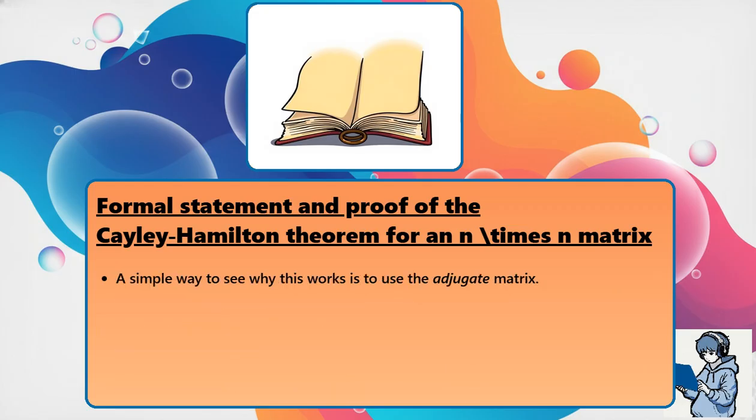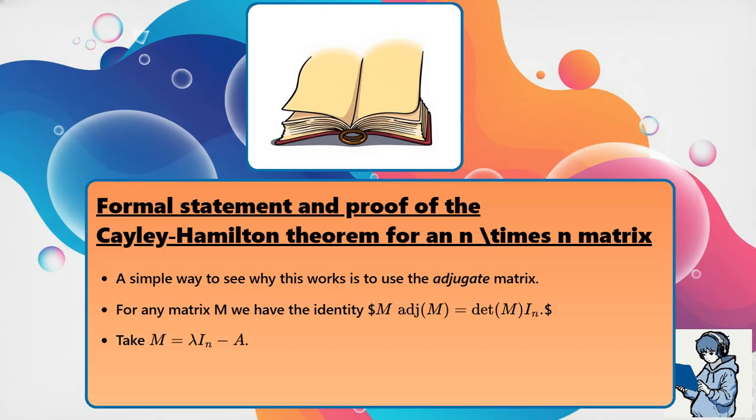A simple way to see why this works is to use the adjugate matrix. For any matrix M, we have the identity M adj(M) = det(M) I_n. Take M = λI_n − A. The left-hand side is a matrix whose entries are polynomials in λ.